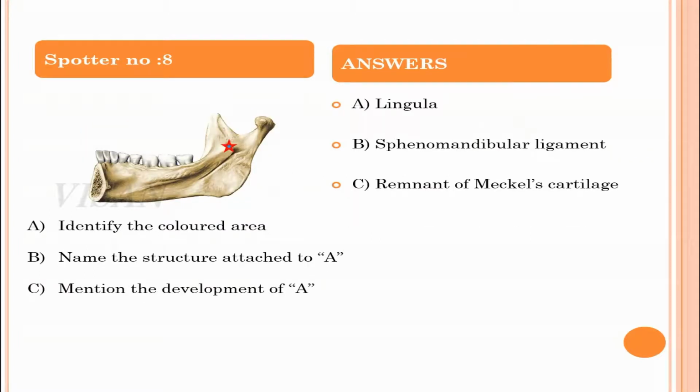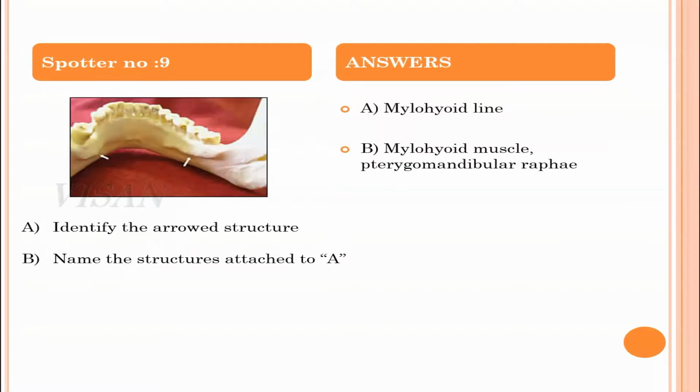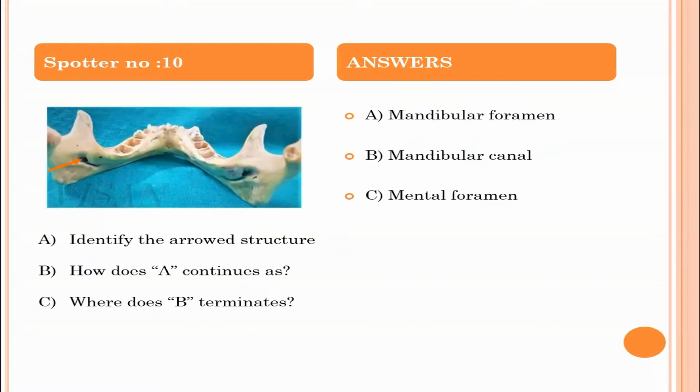Spotter number 8. The colored area is lingula and the structure attached to it is the sphenomandibular ligament and it is developed from the remnant of Meckel's cartilage. Spotter number 9. The arrowed structure is mylohyoid line and the structures attached to it are the mylohyoid muscle and the pterygomandibular raphe at the posterior most aspect of the line.